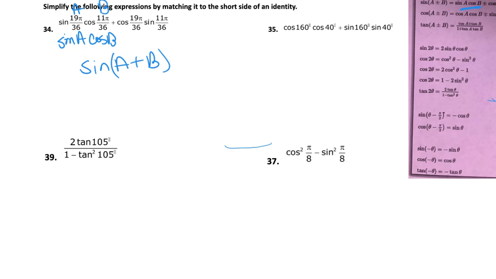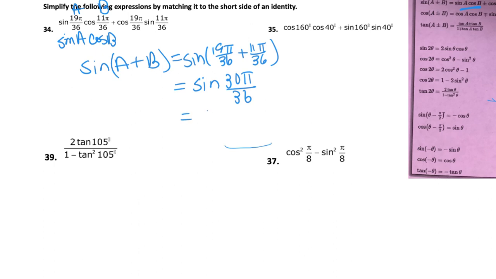So that means I have sine, and it's going to be 19 pi over 36 plus 11 pi over 36. If you simplify that, you get sine of 30 pi over 36, which will reduce to sine of 5 pi over 6, which gives me an answer of sine pi over 6. Hold on, I've got to think. This is over there, so it'll be 1/2. I think that's right. Okay.